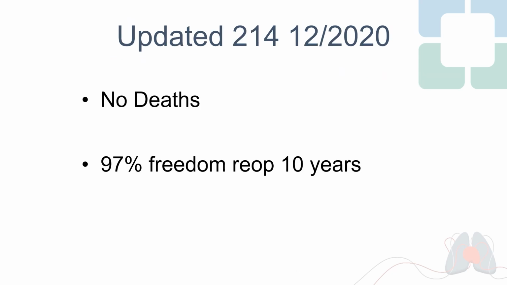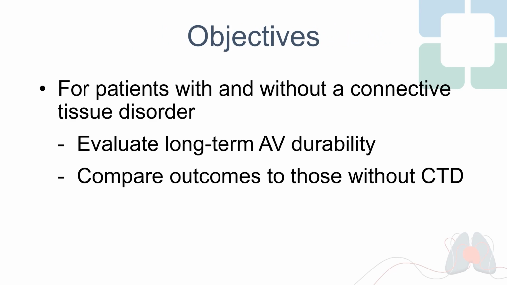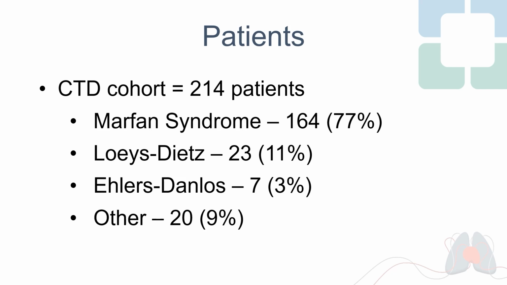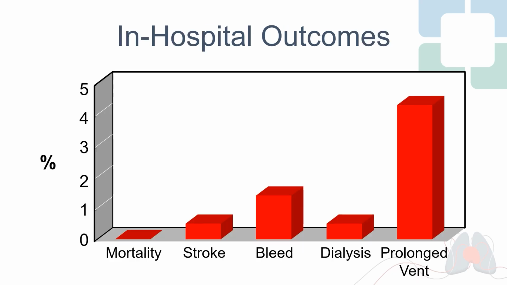In 2020, we updated this series of 214 patients now with connective tissue disorders with no deaths. Freedom from reoperation was 97% at 10 years. So we decided to evaluate this series and compare it to patients who did not have connective tissue disorders and had the reimplantation operation up to 2020, so 859 patients. Most of them had Marfans, and once again, we still had not had any deaths for the reimplantation operation.